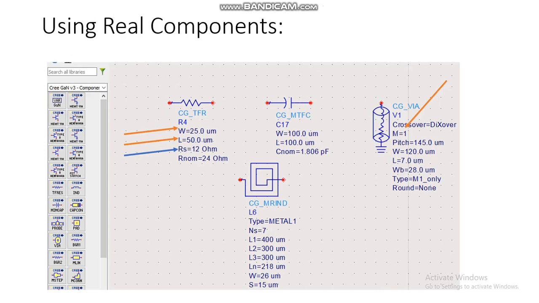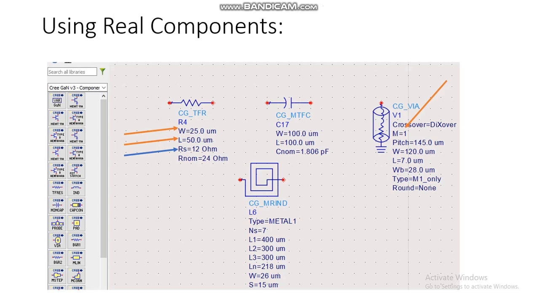In the next stage, it's time to replace the ideal components with real components. For real components, we can change the width and length of them to get the required values for resistance and capacitance, and we have to use vias instead of ground. But we have to notice that vias have some inductance in them, and if that inductance is affecting our circuit dramatically, we can increase the number of vias by changing the M, which will put more vias in parallel with each other, and that reduces the effect of inductance.